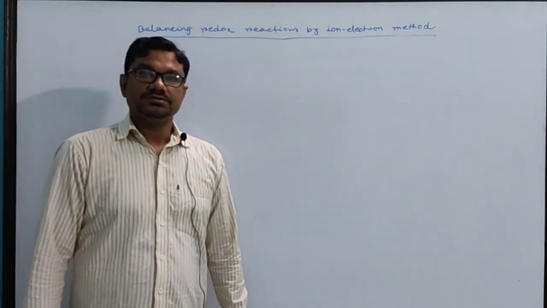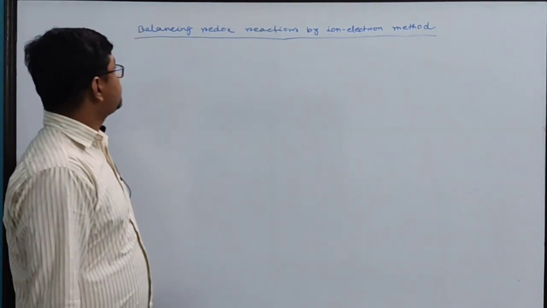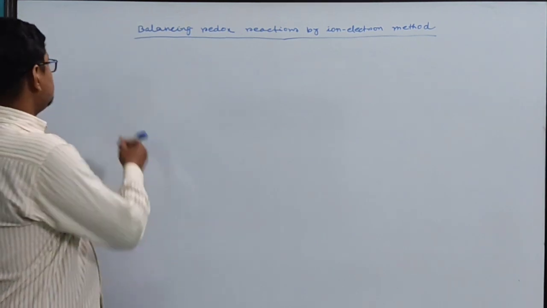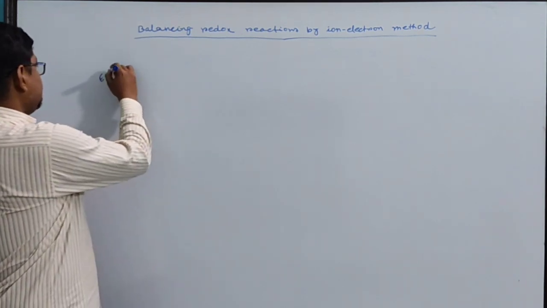Hello everyone, this is my sixth video in this topic, that is balancing redox reactions by ion-electron method. So let's see what is example number 6.